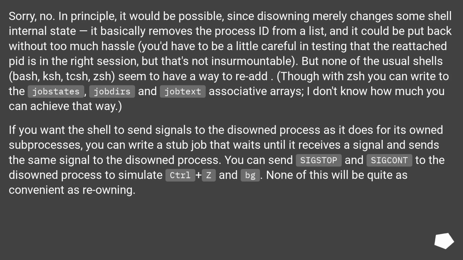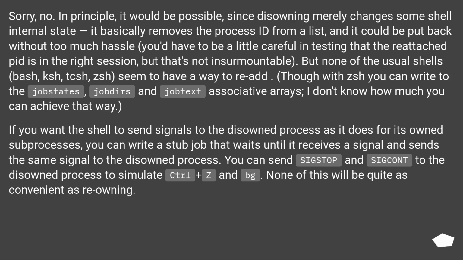Sorry, no. In principle, it would be possible, since disowning merely changes some shell internal state. It basically removes the process id from a list, and it could be put back without too much hassle. You'd have to be a little careful in testing that the reattached job is in the right session, but that's not insurmountable. But none of the usual shells, bash, ksh, tcsh, zsh, seem to have a way to re-add.